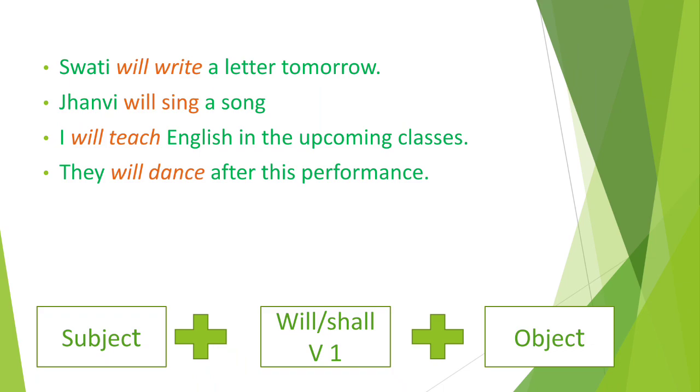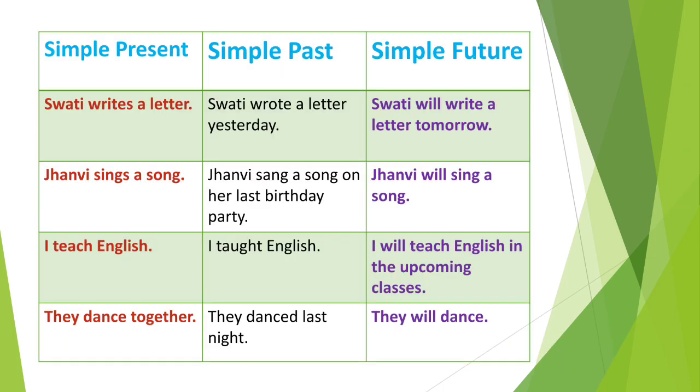So what is the structure we will have? Subject plus will/shall plus verb first form plus object. Now you can change the previous sentences into future sentences. Now we can compare our simple present tense with simple past tense and simple future tense. As I am comparing my chart, you can also compare your sentences.